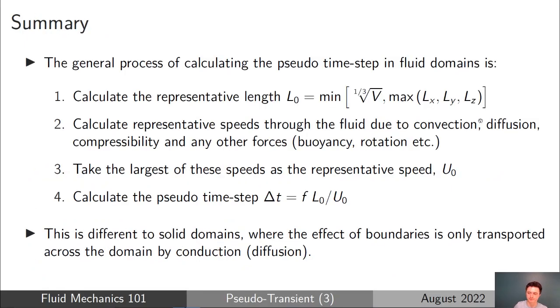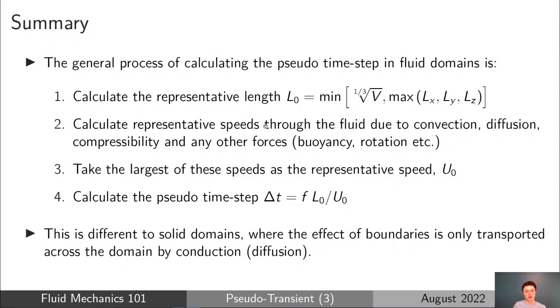So just to wrap up the talk, I wanted to finish with a summary to remind you of that overall process that the CFD code is going to be going through when you use the pseudo-transient approach. The first step, in the same way as the solid domain, is to look at the shape of that CFD domain that we've got, ignore the mesh, and calculate a representative length for it, which will either be the cube root of the volume or the maximum dimension of the domain or some other user-specified length scale.